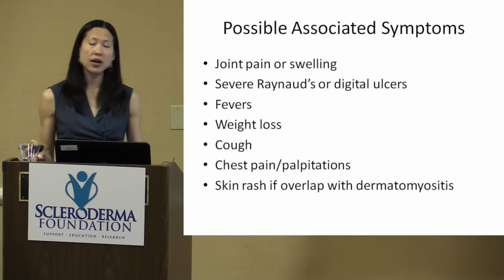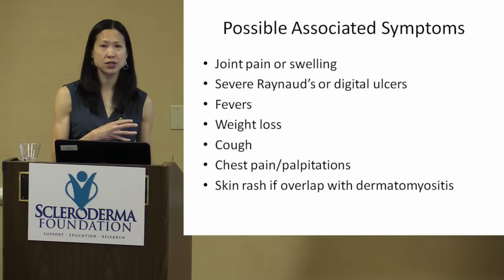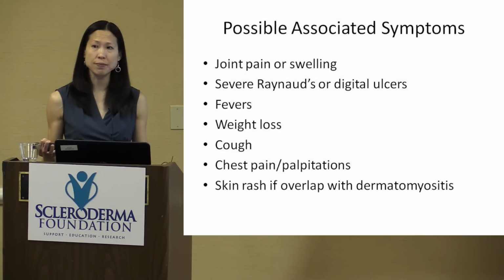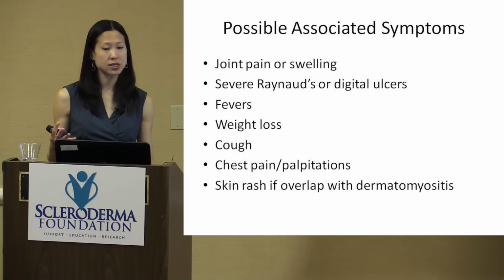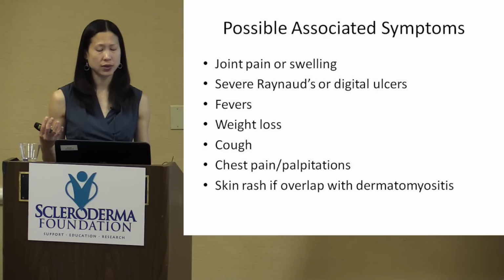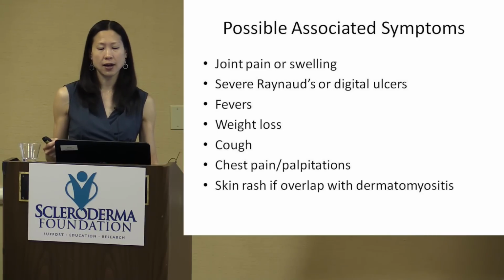So there are possible other associated symptoms. As you saw, many of those antibodies are associated with muscle inflammation as well as joint inflammation. So joint pain or swelling is something you should assess for. You should assess for how bad the Raynaud's is and whether or not they have digital ulcers. The PM-Scl antibody is not so associated with Raynaud's and digital ulcers, but the U1RNP antibody is.